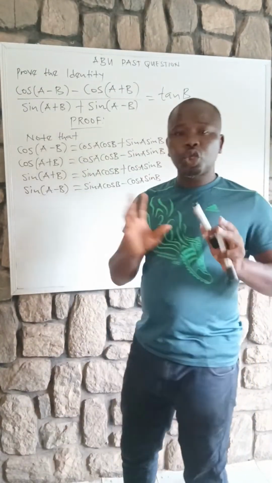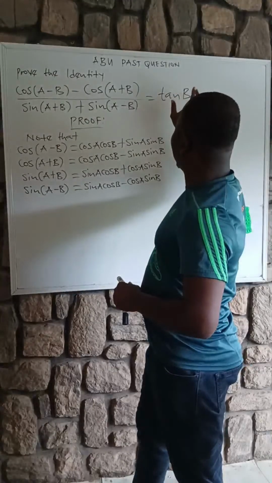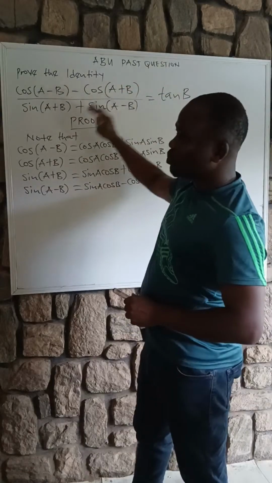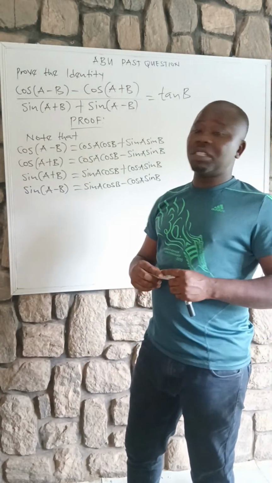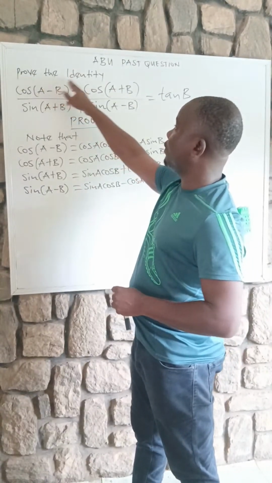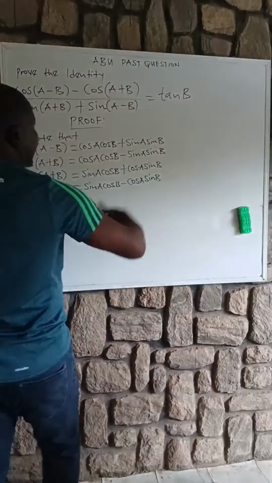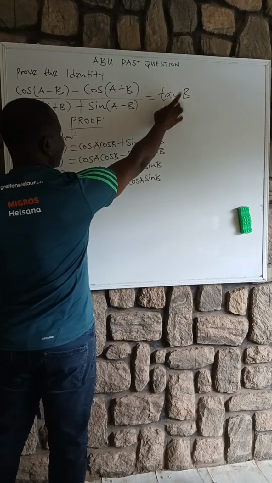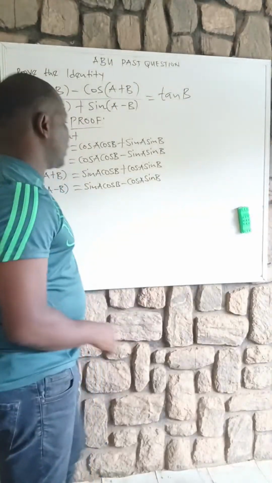What this question is telling you to do is to show that the left hand side equals the right hand side. That's just the meaning of this question, although it says prove the identity. So let's try to see whether at the end of the day, this left hand side will give us tan B. That is what we want to do. Is that clear? So please take note.